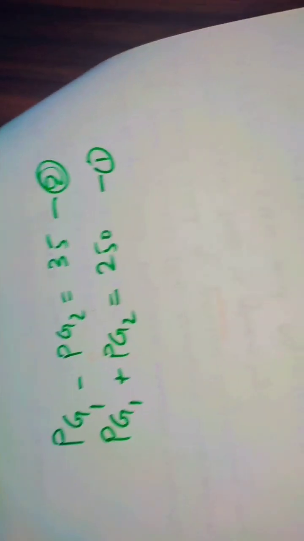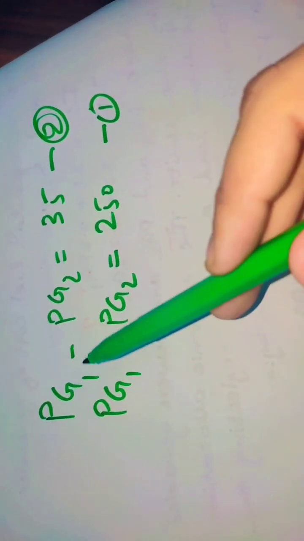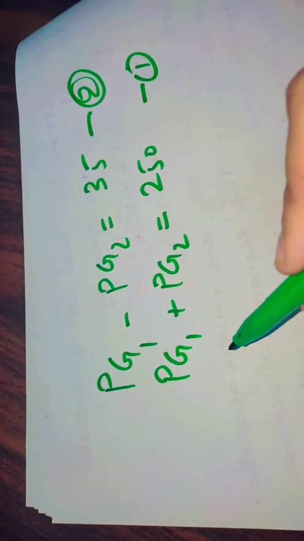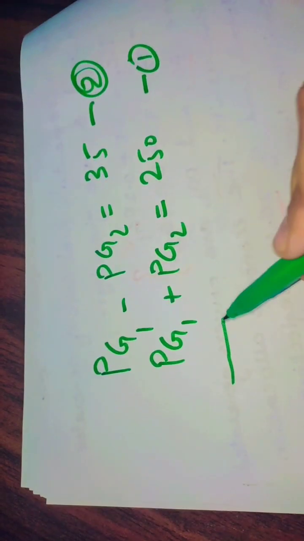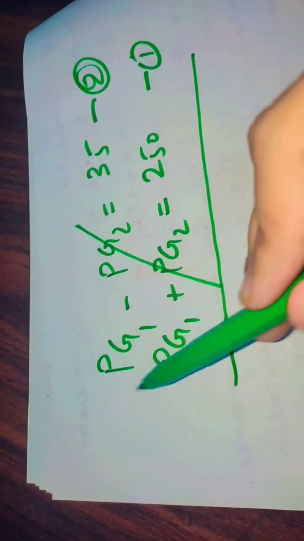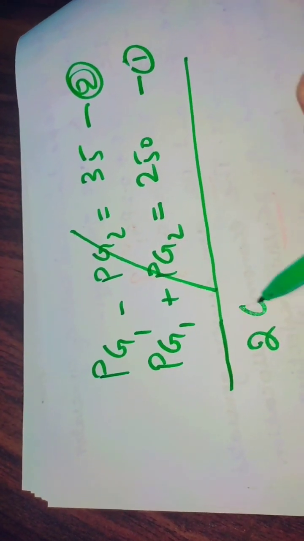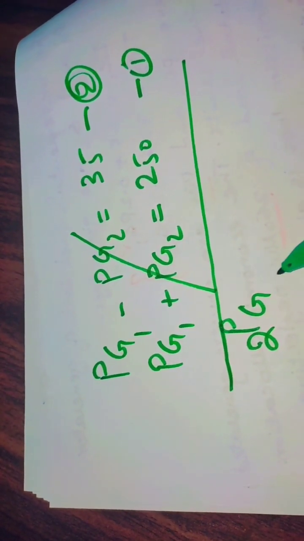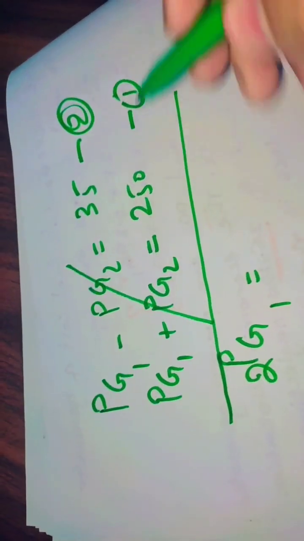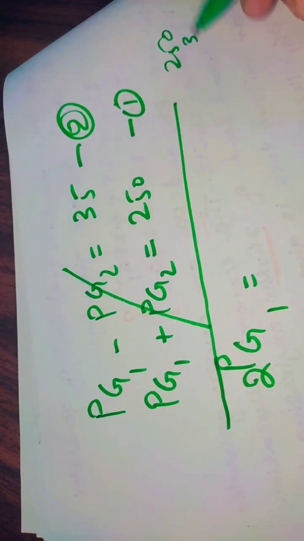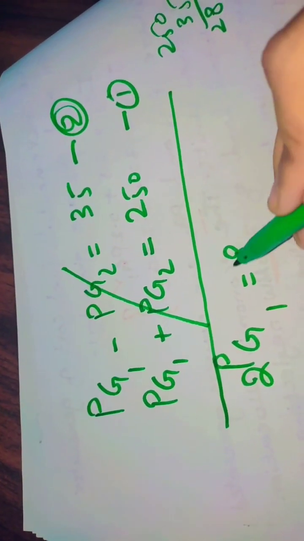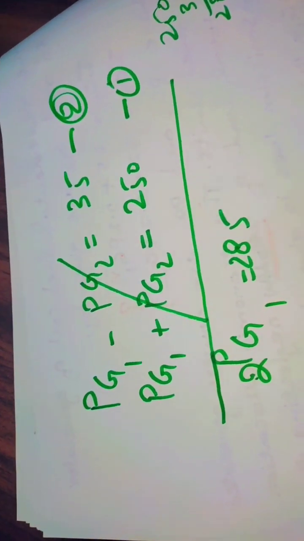Now compare these two equations to get your answer for Pg1 and Pg2. How to get the answer? You can simply add these two equations. The Pg2 terms will cancel, and you will get 2 Pg1 equals 250 plus 35. Add these two numbers, 250 and 35, and you will get 285. Then divide by 2.